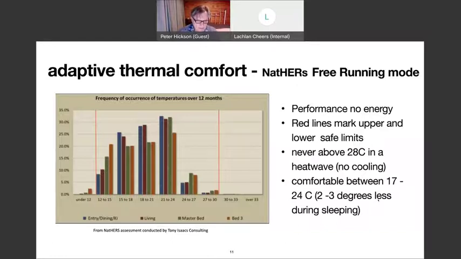The red lines I've added mark upper and lower safe limits. It achieves this. I've never recorded above 28 degrees in a heat wave without cooling, and then only on the last day. So I know summer performance is slightly better in reality than what is predicted. The home obviously doesn't need air conditioning, and it provides a thermal refuge in a heat wave or cold snap, and modelling shows it is climate change resilient as well.